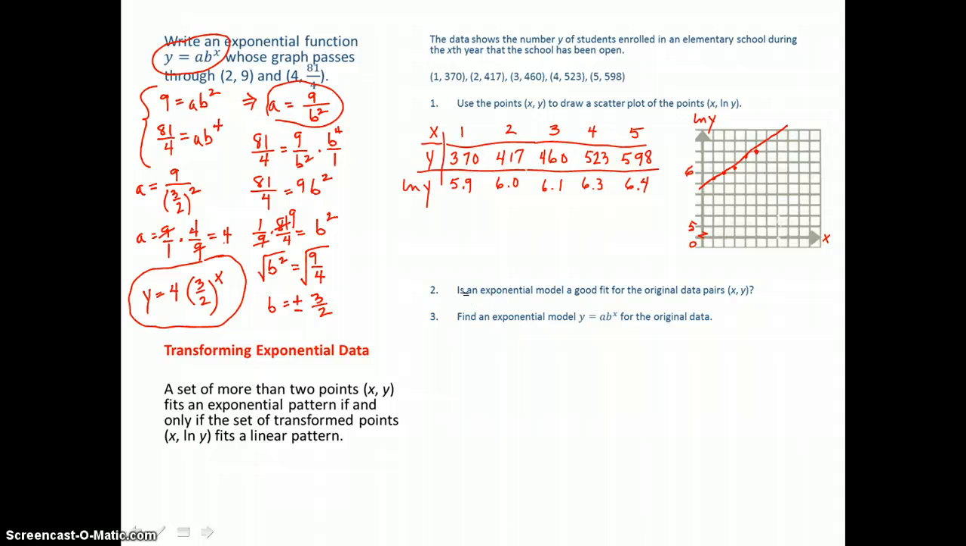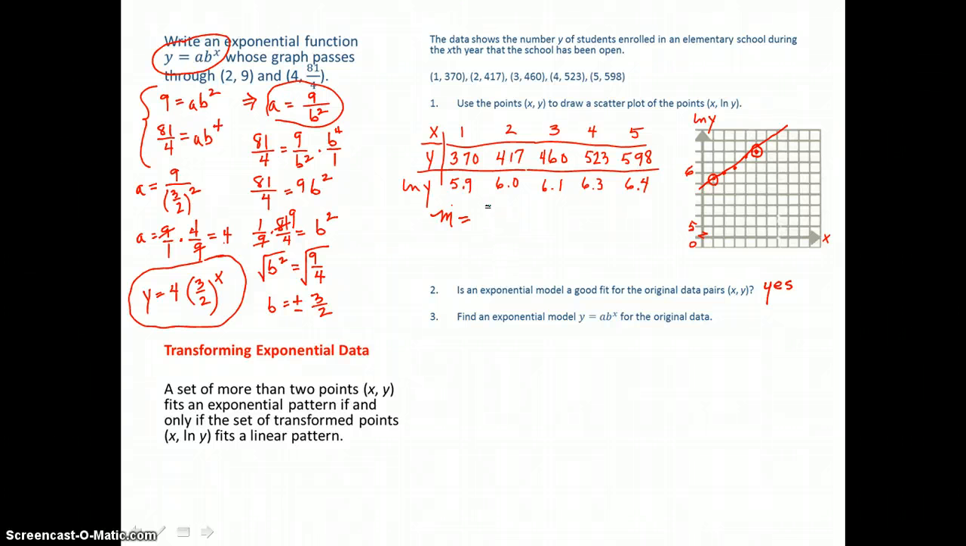To answer question 2, it says, is an exponential model a good fit for the original data pairs? And yes, it is, because that data lies close to a line. Now we want to write the equation of that line. So to do that, we need to find a slope. And we're going to use 2 points. I'm going to use the first point and the last point to write the equation of that line.